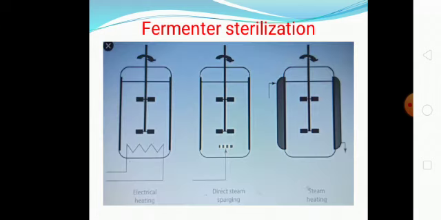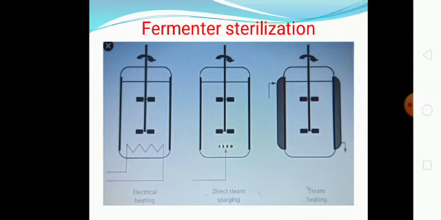In the diagram you can see there are three images of how to sterilize a fermenter. In the left hand side image, you can see that we do electrical heating. It is something like our hot air oven, dry heat. That also can be employed for sterilization of the fermenter.